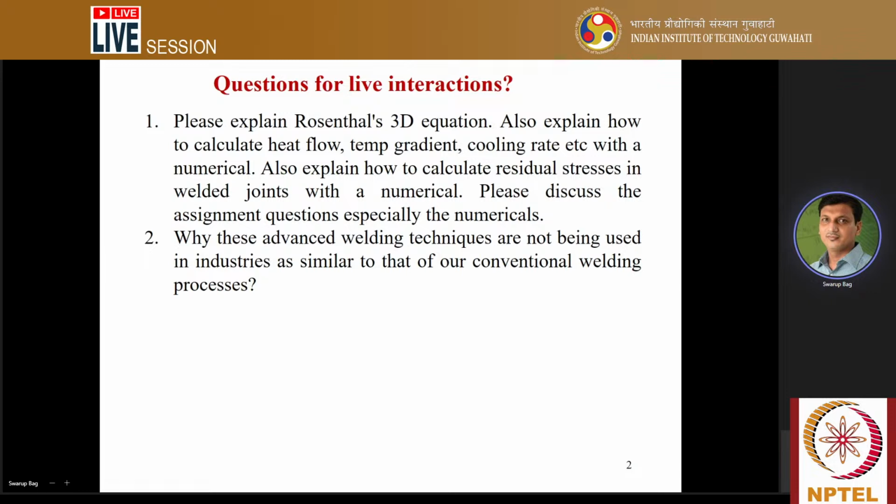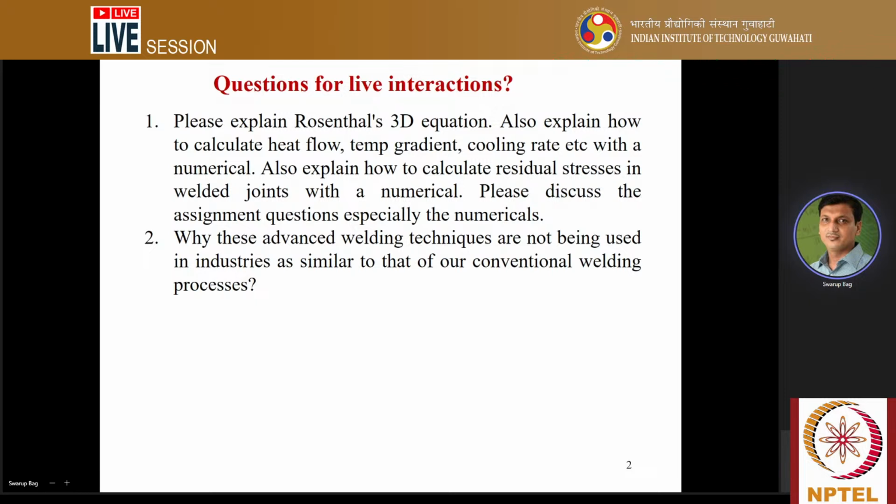So the first question you raised: please explain the Rosenthal's 3D equation and also explain how to calculate the heat flow, temperature gradient, cooling rate, etc. with the numerical. And of course, I will be doing that and also explain how to calculate the residual stress in welded joint with the numerical. Please discuss the assignment questions, especially the numericals.